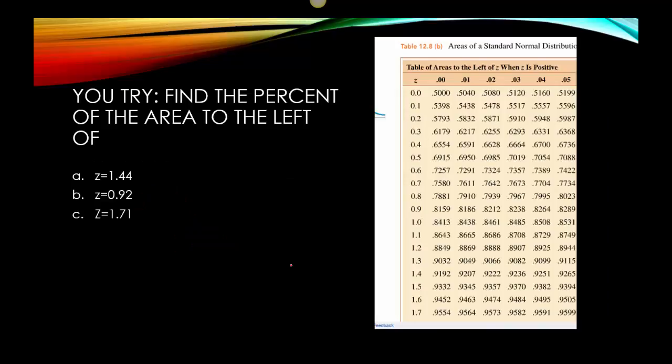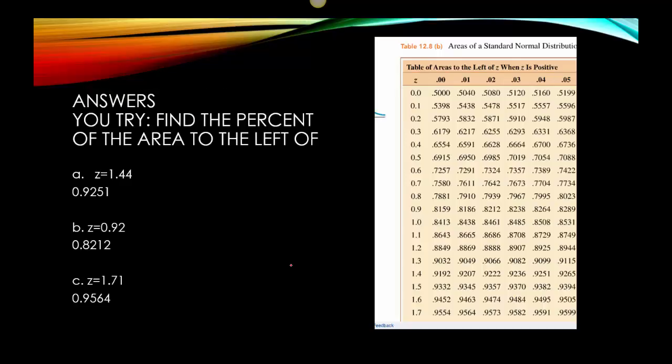So I want you to try, and I picked all positive ones here so you can use the chart that's just up on the screen for you. Pause the video for a minute. Try to do these 3. They're all looking what areas to the left of the 3 values I gave you. After you've written them down, take the numbers from the chart, come back, and let's see how you did.